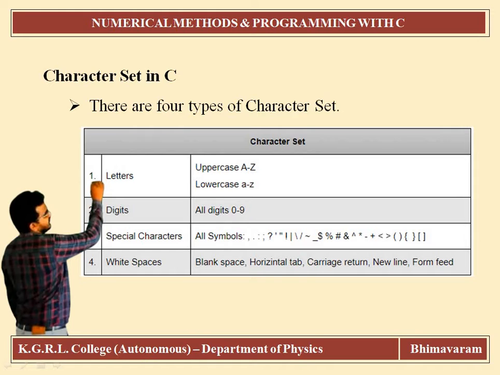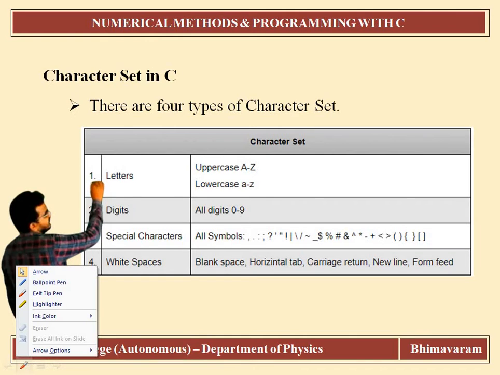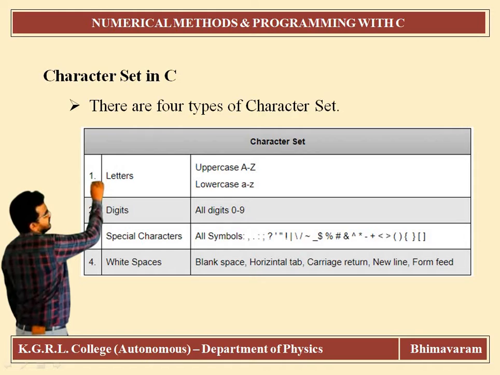Special symbols. C language supports a rich set of special symbols that include symbols to perform mathematical operations, to check conditions, and other special symbols. The following special symbols used in C language are shown in the table. Finally, white spaces: backspace, horizontal tab, new line, space, vertical tab, carriage return, form feed, etc. So these are all used in the character set of the programming language.